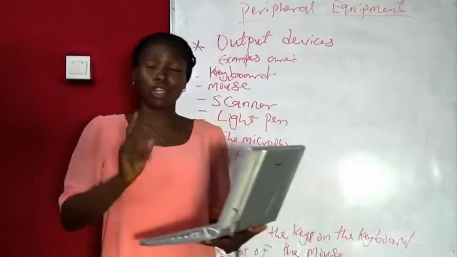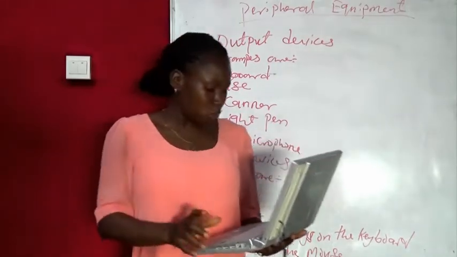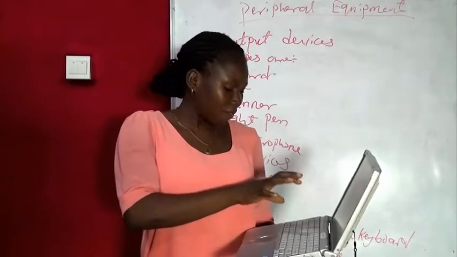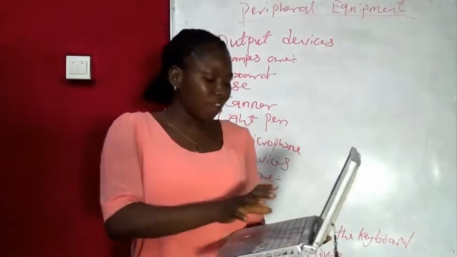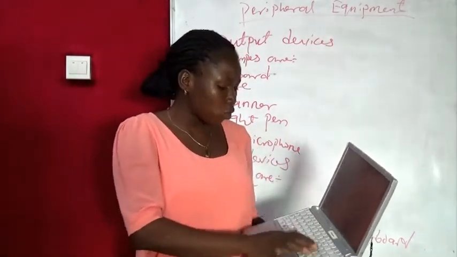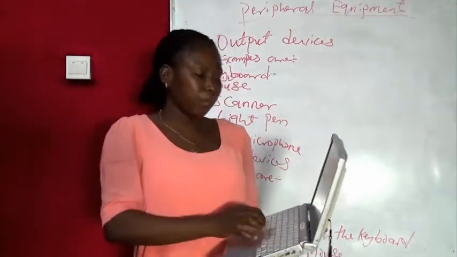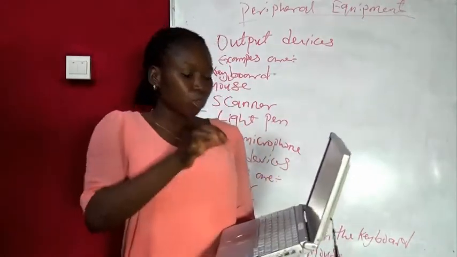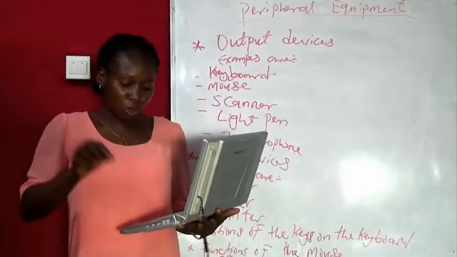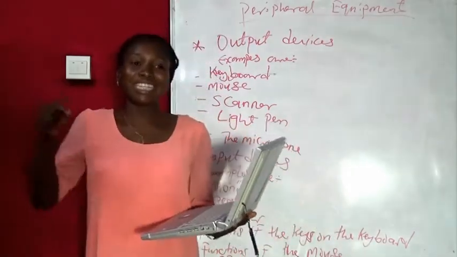Another key we have on the keyboard is the control key. Your control key helps you, when you use it with other keys, to give you another symbol. Whenever you want to make use of the symbols above or under the main keys on the keyboard, you need to use your control key together with that particular key that carries the symbol you want. Then your delete key, which is this one, helps you to delete.